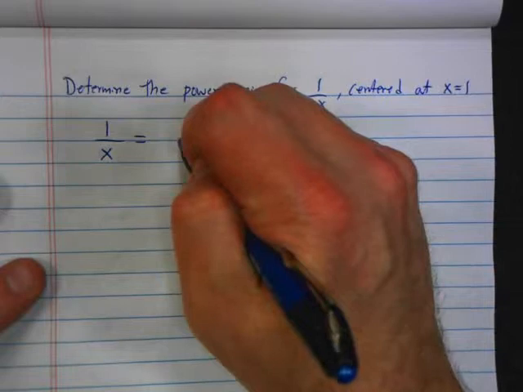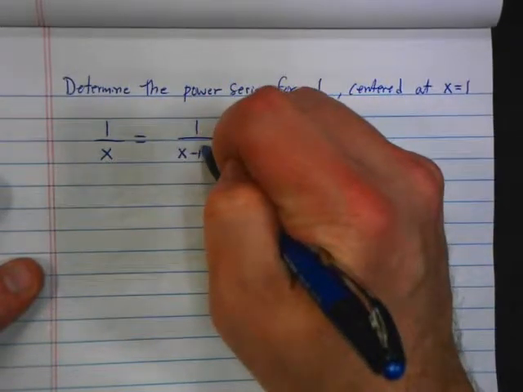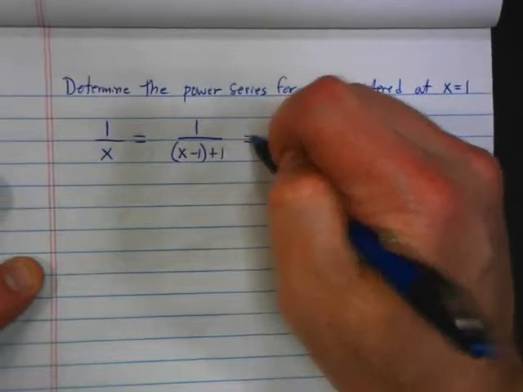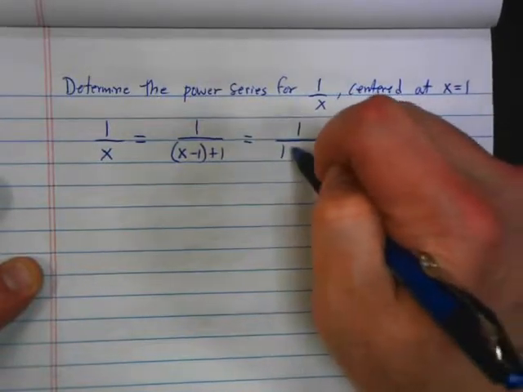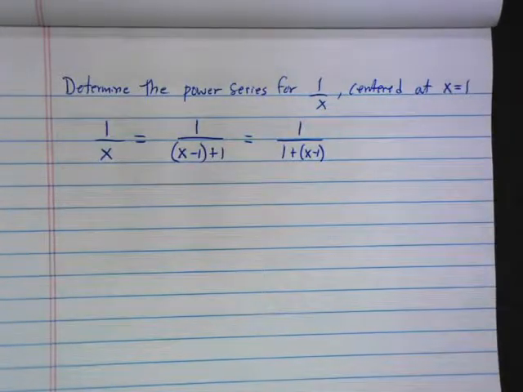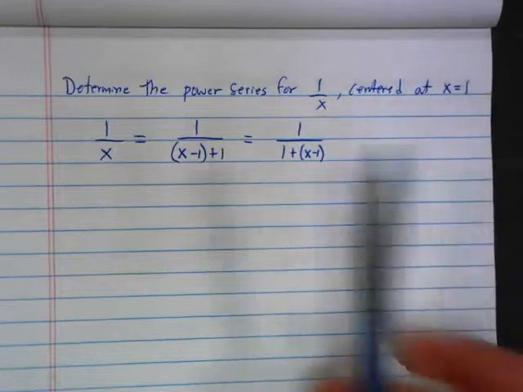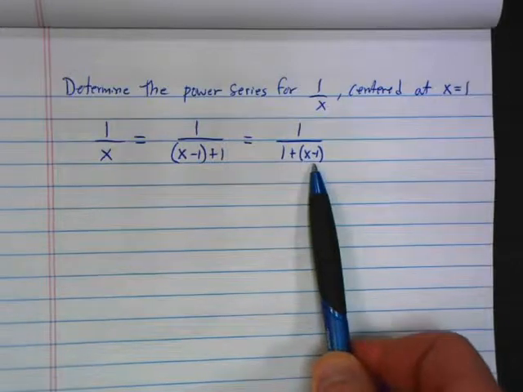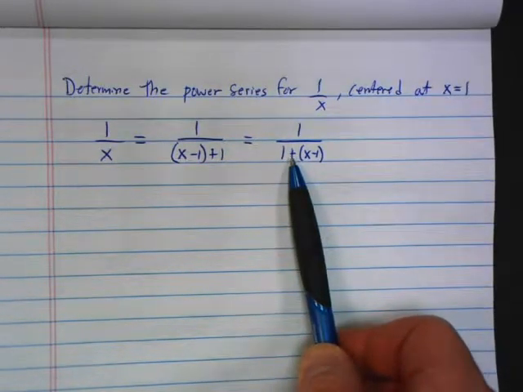I need a 1 over x minus 1. But if I put a -1 there, I have to balance it with a plus 1. Okay, so I'm going to rewrite that. That's 1 over 1 plus x minus 1. Is that written in the form I need it to be? Not quite. I need a over 1 minus something. Unfortunately, I have a plus something. So how do I fix that?